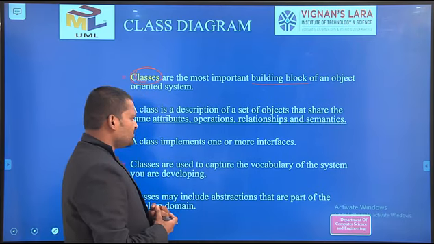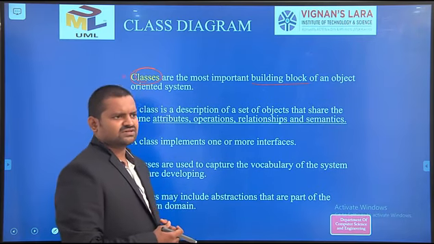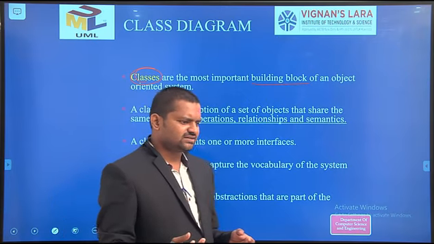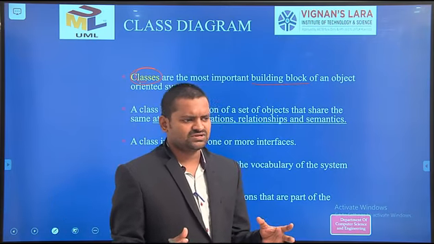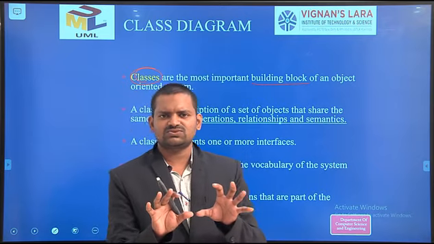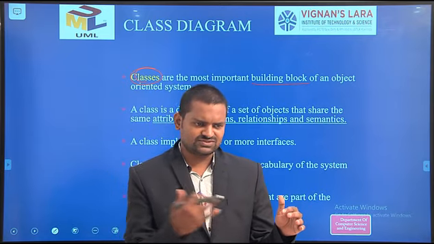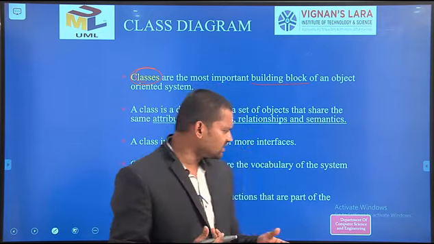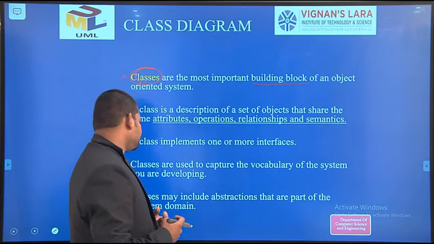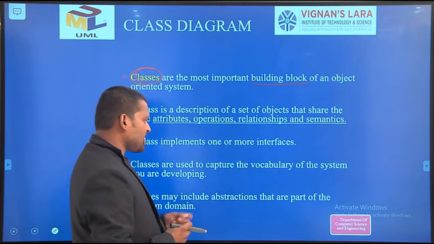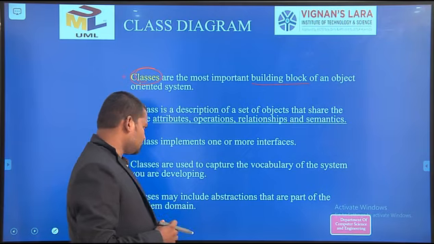A class implements one or more interfaces. You may give relationships between two or more classes, combining them together with links, and that is also used. Classes are used to capture the vocabulary of the system you are developing.